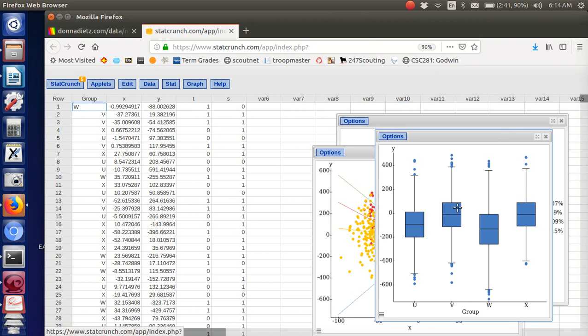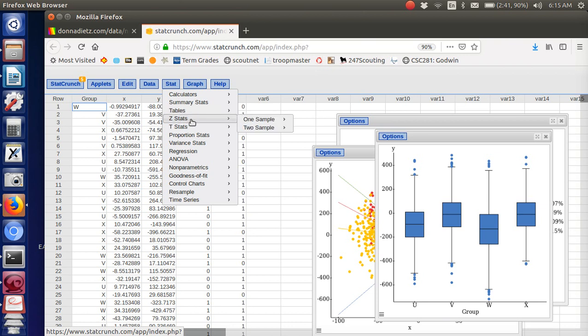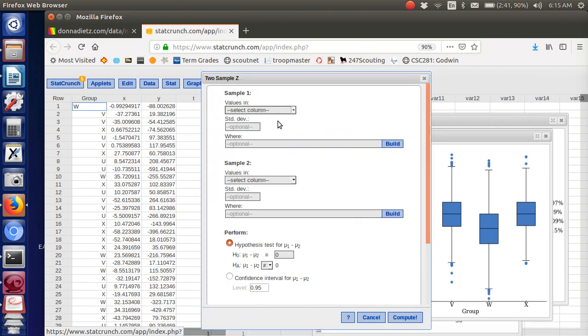Keeping in mind that some groups may be similar, but for example, group U and V are different, and W and X are definitely different. But let's see what the numbers say. We have a very large data set for all these groups, and so we should be getting high significance anyway. Okay, we're going to test for similarity. Z-stats, we're going to say 2 sample with data. For both, let's just put the values in X.